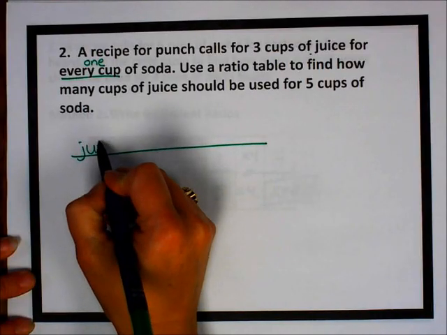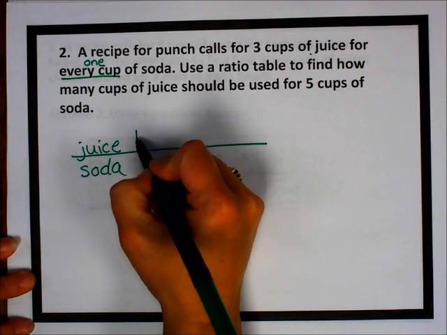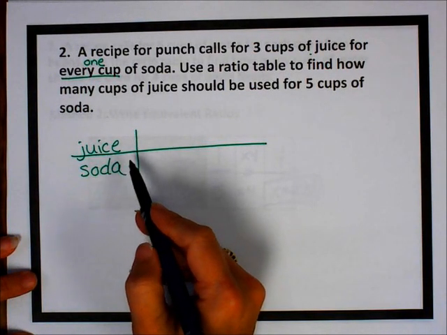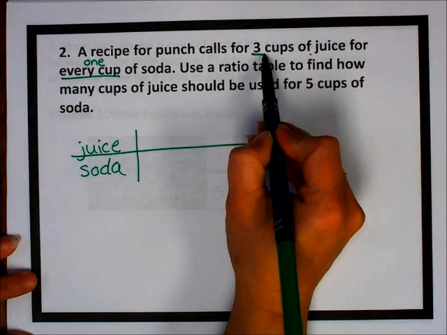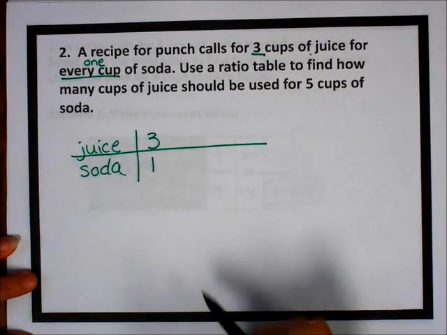So juice and soda. We're going to start by writing our ratio of juice to soda. So it's 3 cups of juice to 1 cup of soda. So my ratio is 3 to 1.